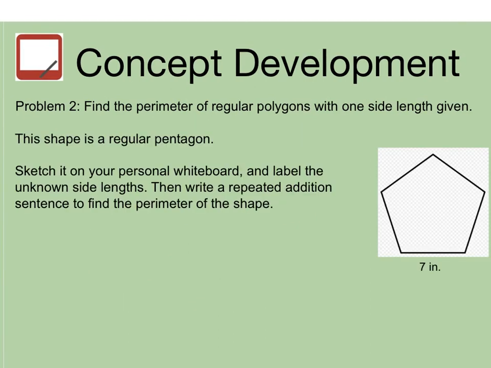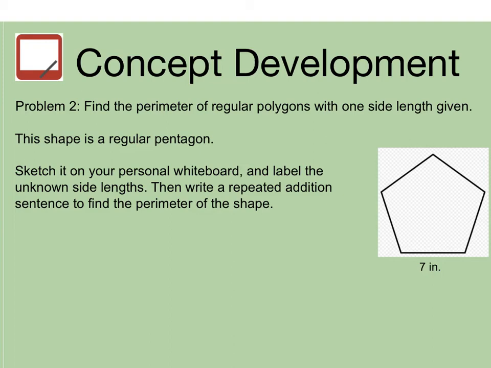Hey, here's my next shape. I'm going to have you do this one on your own and then check your answer with mine. So problem number 2, find the perimeter. Oh, whoops, this is what we're already doing. This shape is a regular pentagon. I want you to draw this shape on your paper and then label the unknown side lengths. Then write a repeated addition sentence to find the perimeter of the shape.